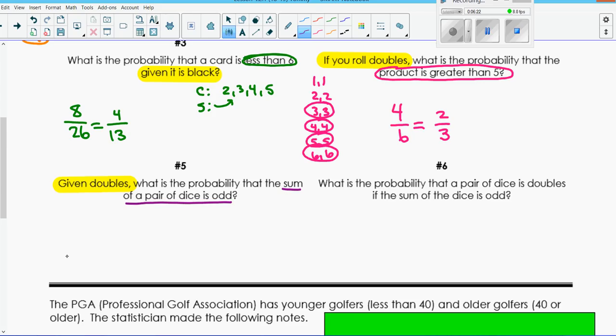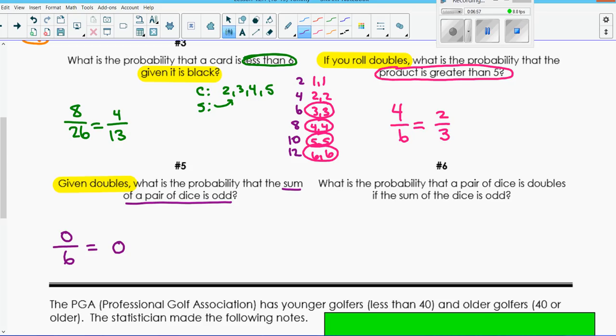So we know that if it's talking about doubles, it's got to be these 6 that I just wrote, and the sum has to be odd. Okay, so 1 and 1 is 2, so that's not it. 2 plus 2 is 4. 3 plus 3 is 6. 4 plus 4 is 8. So I'm just going to write these off. You get 2, 4, 6, 8, 10, 12. So out of those doubles, none of them have a sum that is odd. So that means there's 0 out of 6. So there's a 0% chance.